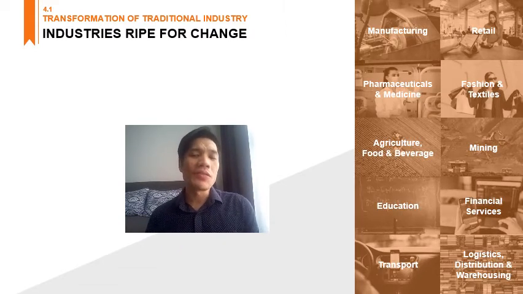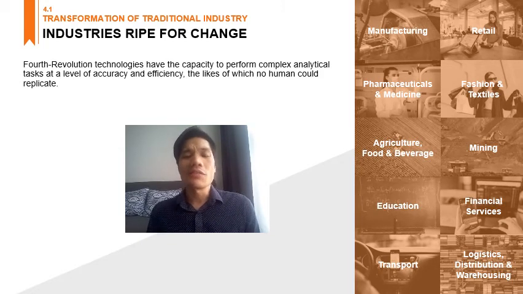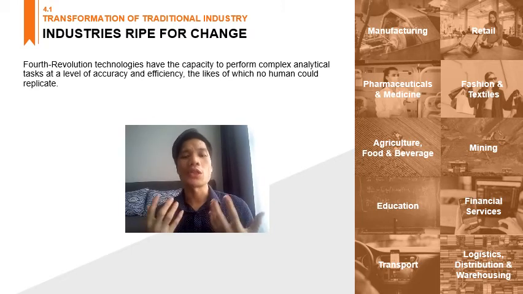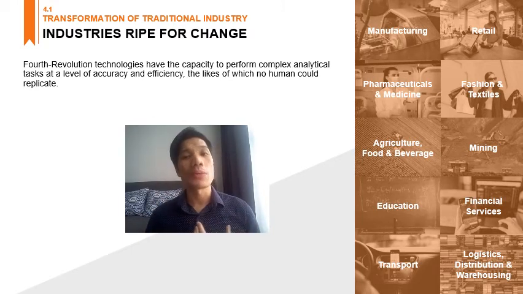Now, because of the fourth industrial revolution, industries are ripe for change. The technologies in the fourth revolution have the capacity to perform complex analytical tasks at a level of accuracy and efficiency, the likes of which no human could replicate. There is no way of forecasting the true scope of the shift. Some of the industries believed to be most prone to change are those which are reliant on human interactions, services and networks, for example, travel agencies, secretaries, car drivers, and job recruiters. There is also the reliance on data input and analysis, for example, taxation, research, financial management, and services.